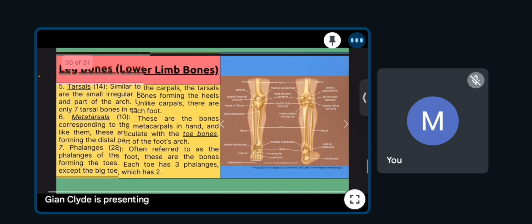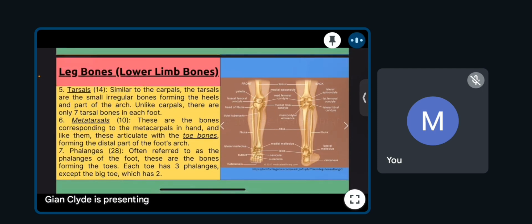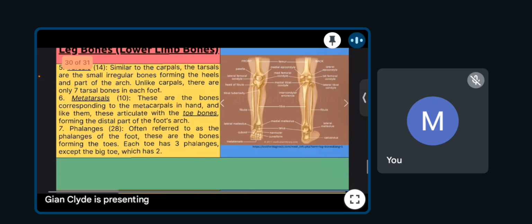Next is the tarsals. We have 14 tarsals. Similar to the carpals, the tarsals are the small irregular bones forming the heels and part of the arch. Next is the metatarsals. We have 10 metatarsals. These are the bones corresponding to the metacarpals in the hand, and like them, they articulate with the toe bones, forming the distal part of the foot arch.